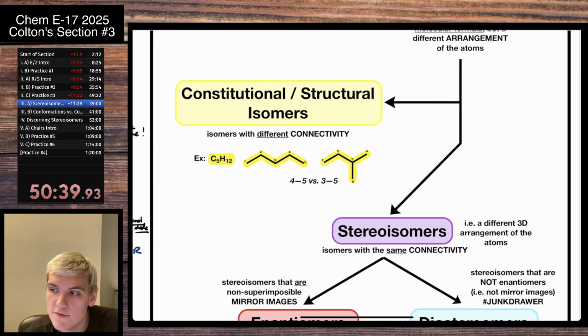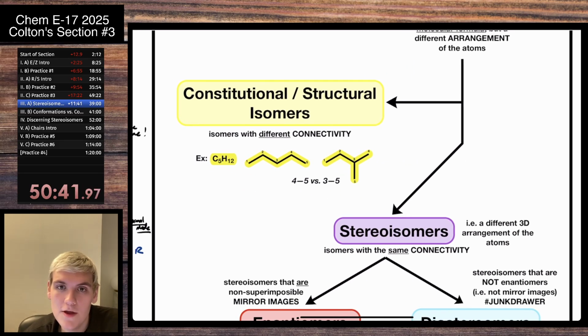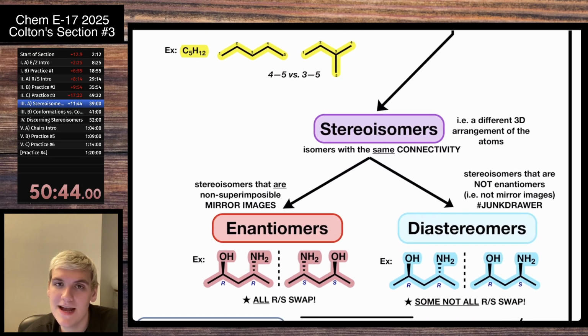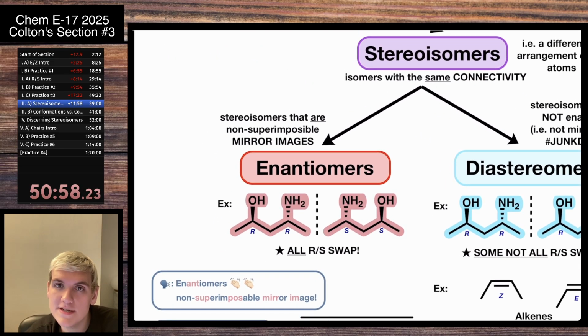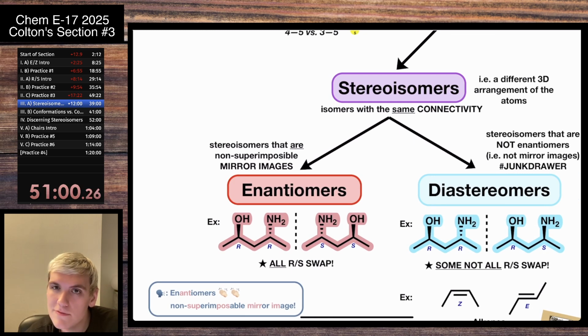Then, if molecules are connected in the same way, we are in the family called stereoisomers. These are isomers that have a different 3D arrangement of the atoms, but the same fundamental connectivity, like what atoms it is attached to. The difference is in how they're laid out in 3D space. For stereoisomers, we have 2 types, and only one of them has a good definition.